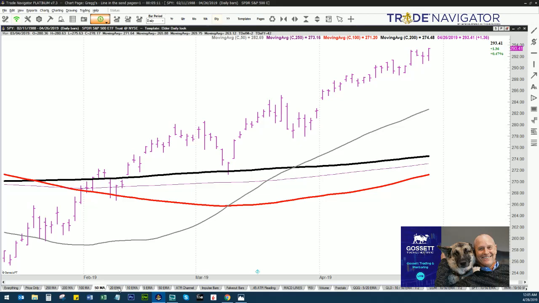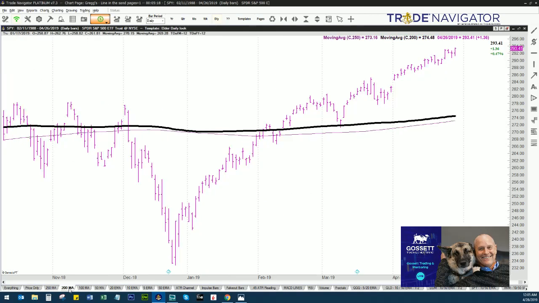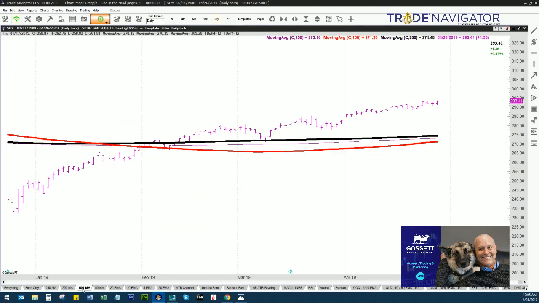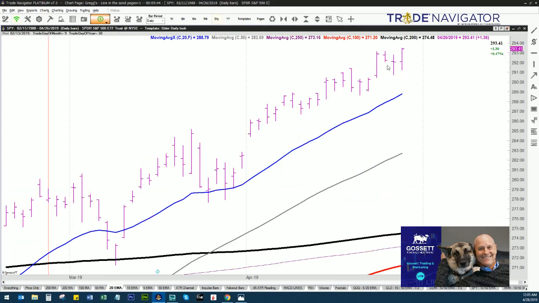Okay, so those are the SMAs, the simple moving averages: the 250, the 200, the 100, and the 50. These are all simple moving averages. They give the same weight to every day. If there's 250 days, they give the same weight to 250 days, or the same weight to 200 days. So now we're getting into the EMAs, the exponential moving average, which gives more weight to the more recent price action.